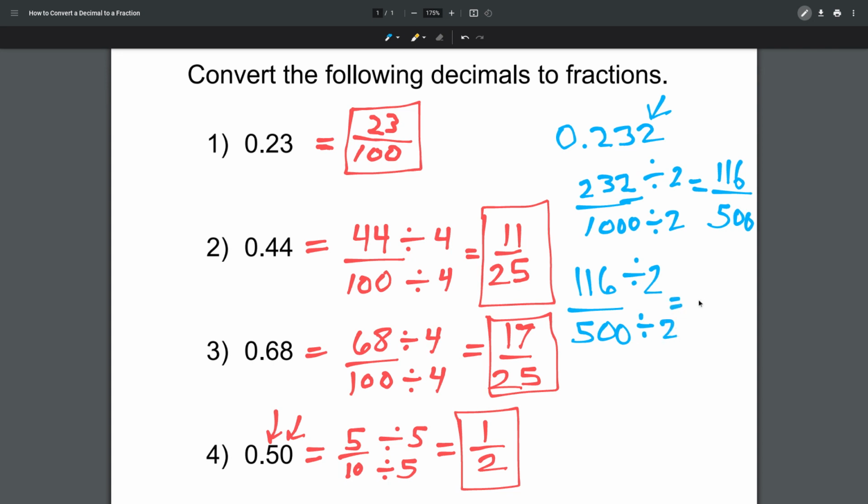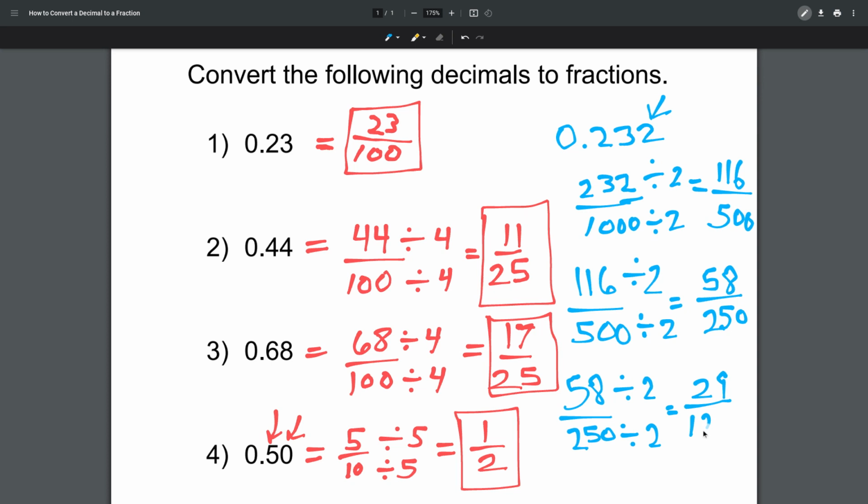So I know the bottom here we're going to get 250. We divide the top. 100 divided by 2 is 50. 16 divided by 2 is 8, so that's 58. Oh, and look at that. 58 is an even number. Well, let's keep going. So we'll do 58 over 250. We'll divide both of these by 2. Okay, so 58 divided by 2 is 29. And 250 divided by 2 is 125.